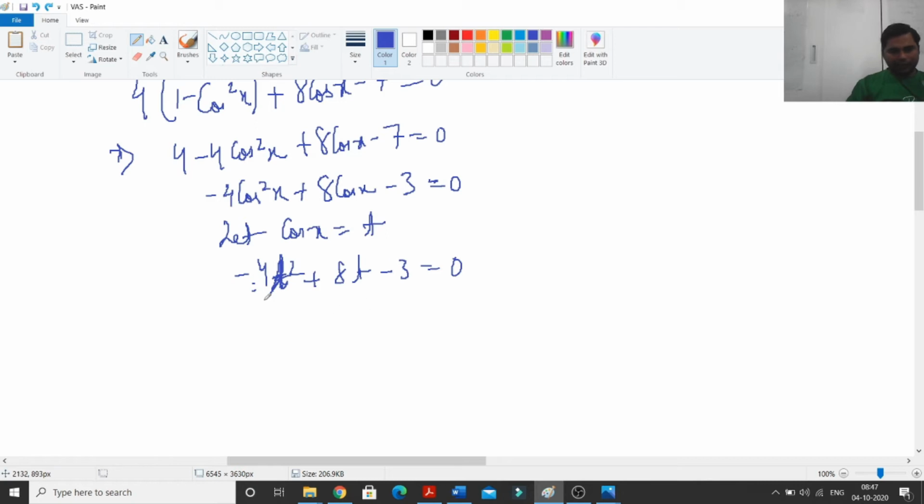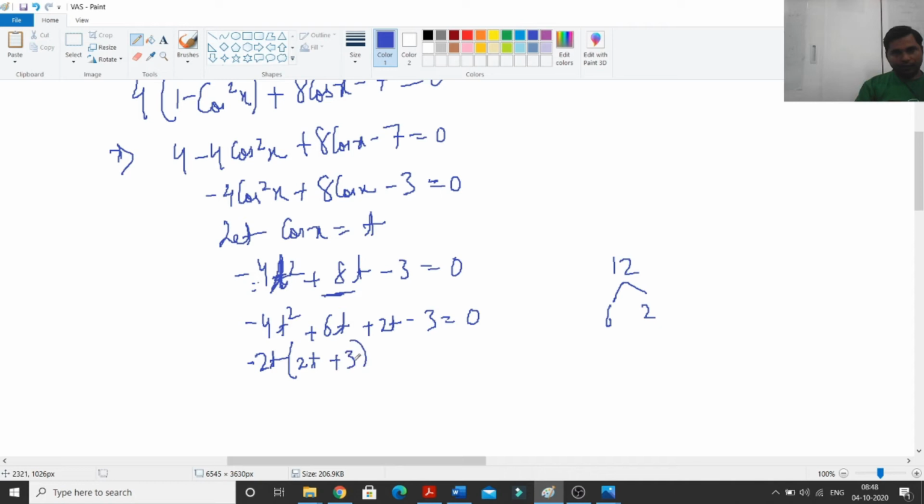I'll explain what I mean. Let me solve this using the factorization method. Minus 4 into minus 3 is 12, so we split 12 to get the middle term. The middle term is 8, so it's 6 and 2. So we can write minus 4t square plus 6t plus 2t minus 3 equals 0. From here we can take minus 2t common, so we get 2t plus 3, 2t minus 3, and plus 1 common, 2t minus 3 equals 0.